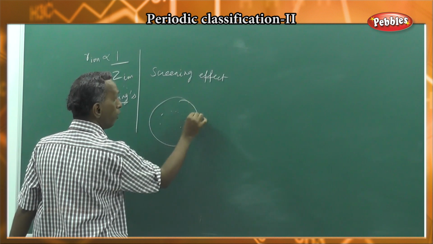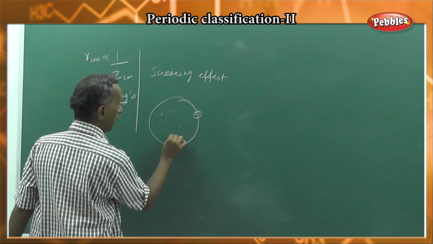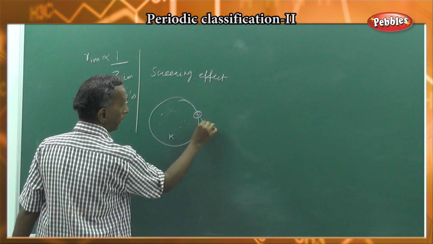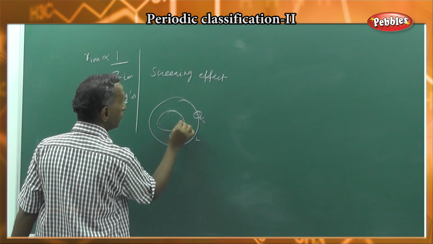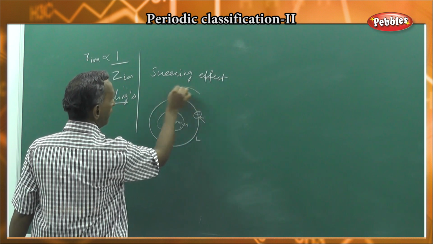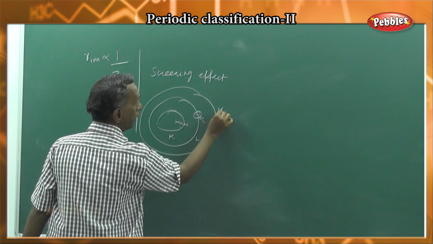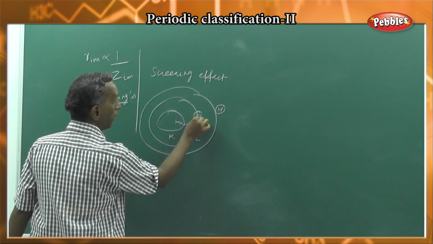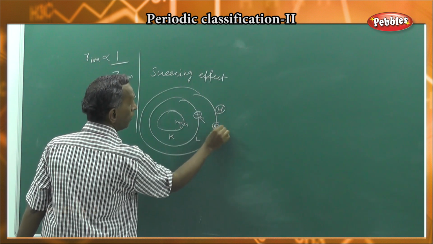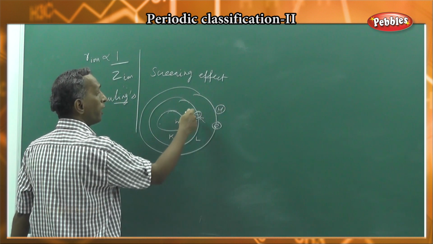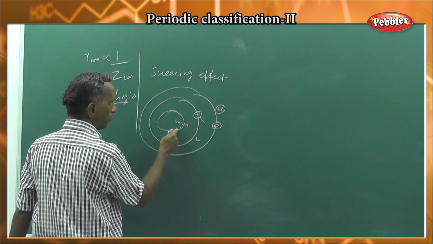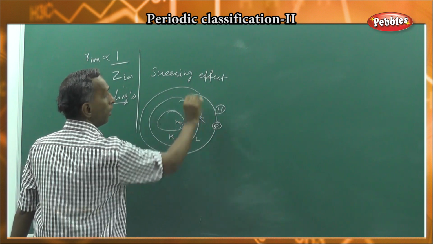For example, if you consider the outermost electron, say an electron in the L shell, then the K shell electrons are called inner electrons. If an electron in the M shell is considered, the L shell electron behaves like an inner electron, and the K shell electron behaves like the innermost electron.